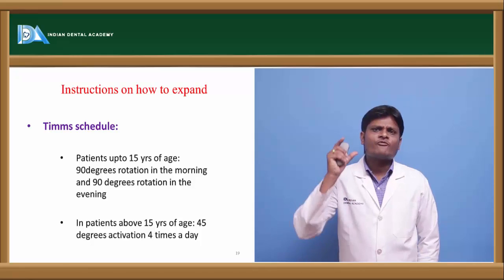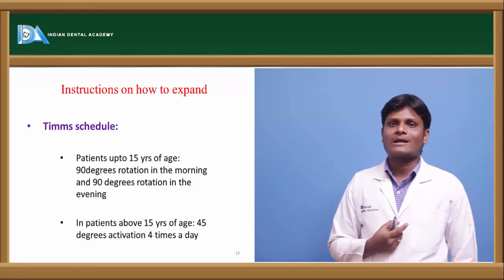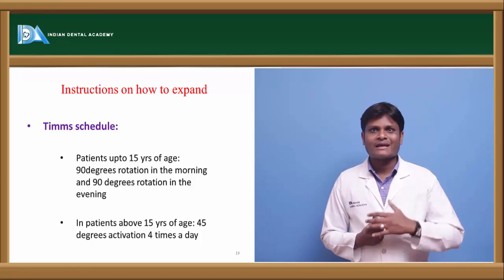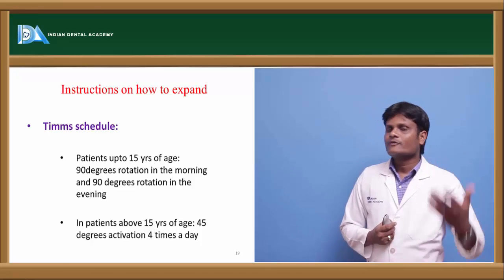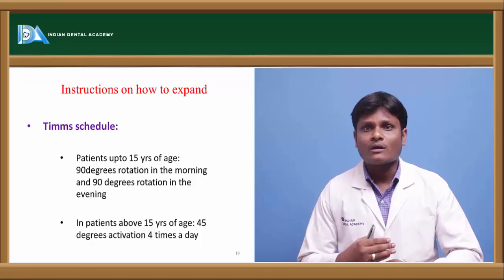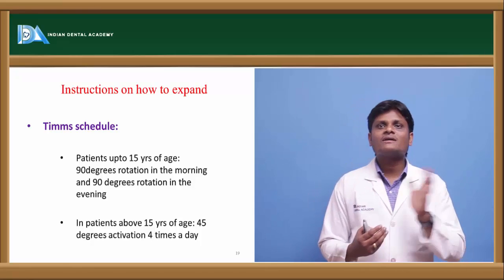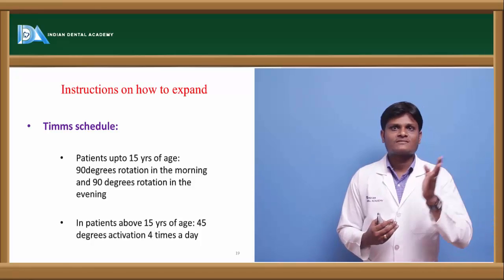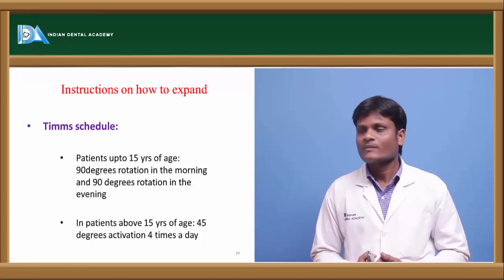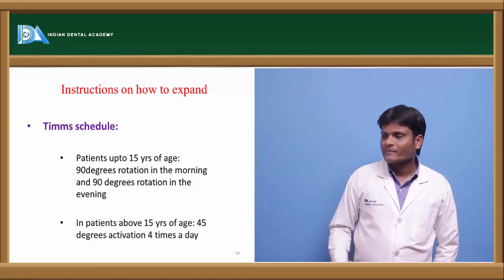Now, the Hyrax screw is mainly used for rapid maxillary expansion, exclusively in many cases. So once we fix an expansion screw, there is a protocol to be followed to activate the appliance. We can't activate the appliance haphazardly. A strict protocol has to be followed in order to achieve a successful expansion. Now, let us look into the expansion protocol.